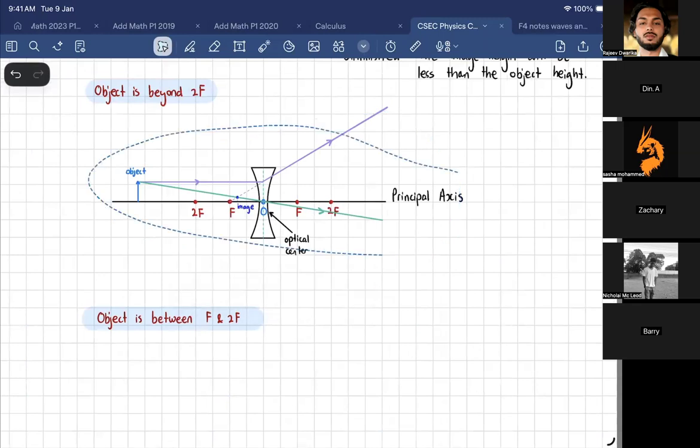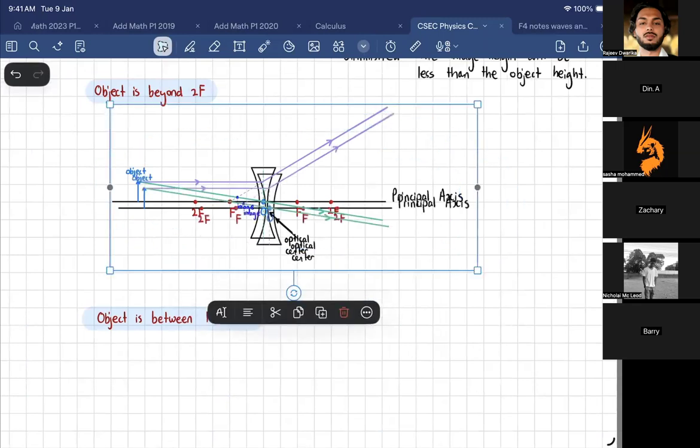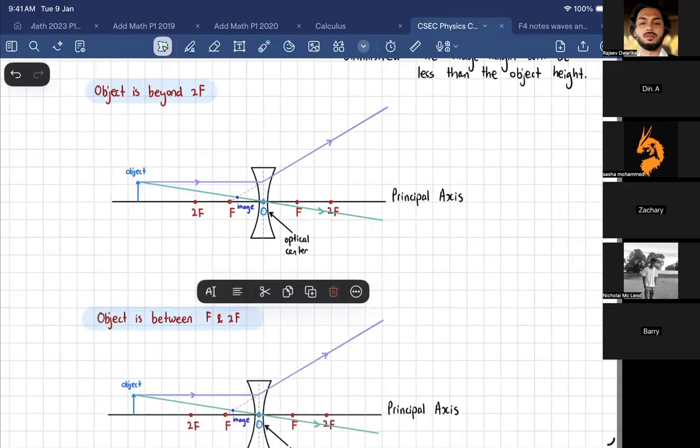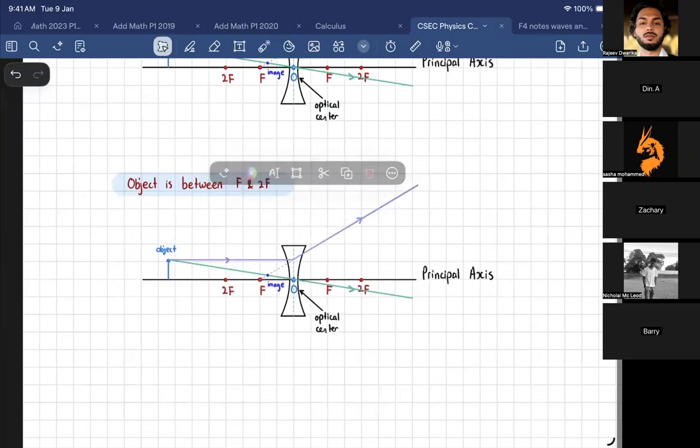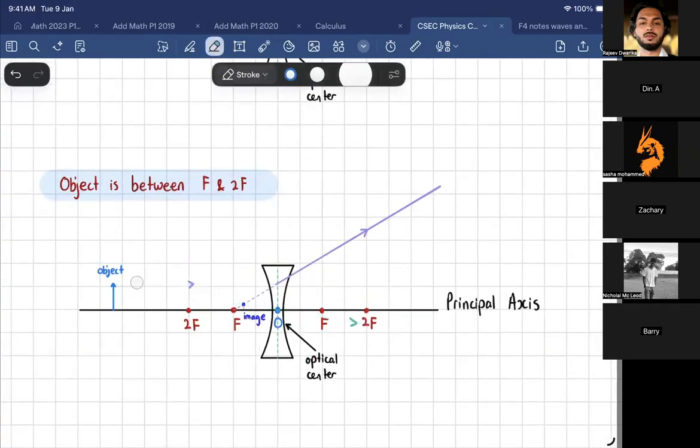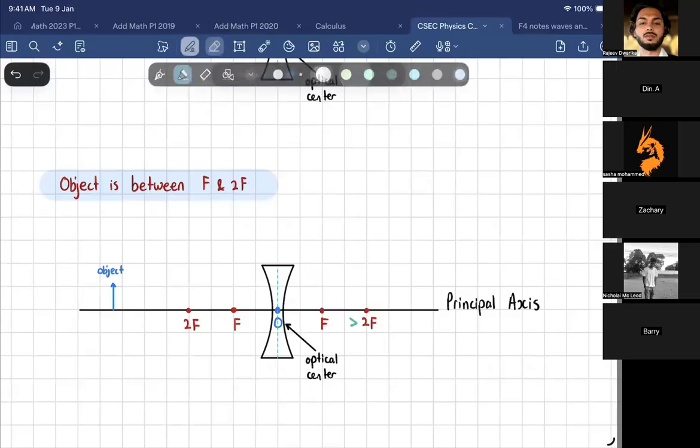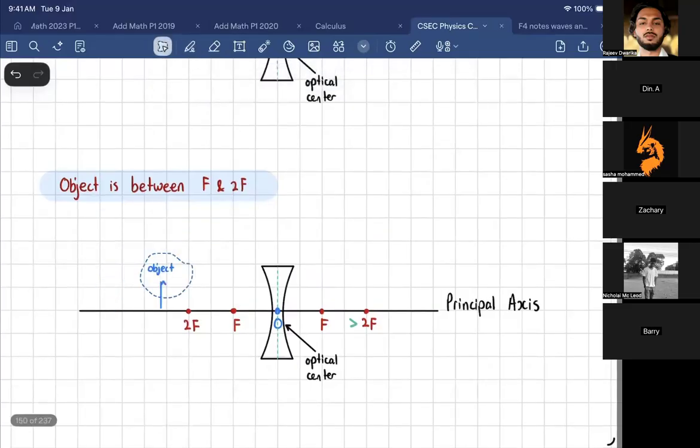All right, Zachary, you there? Yes, sir. All right, Zachary, let me speed run this. In this round, where am I going to place my object? Between F and 2F. You're right. So tell me where I should stop. Should I stop here? Nah, sir, how about here? Yes, sir. All right, could everybody in class see that I've placed my object between F and 2F?